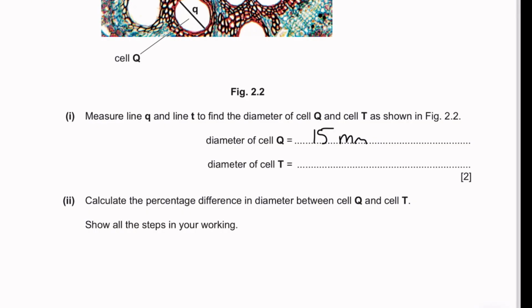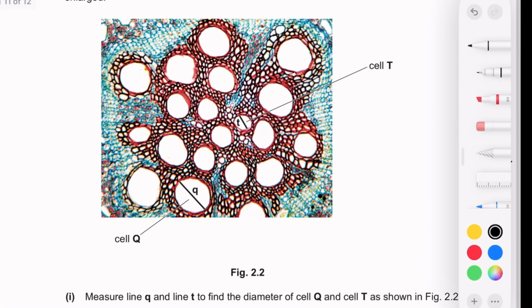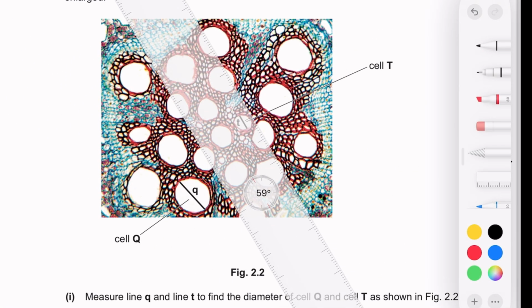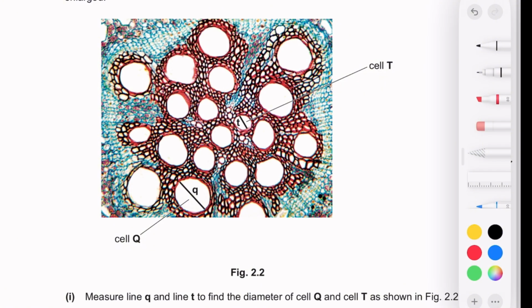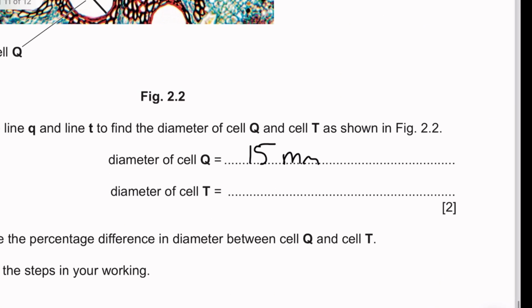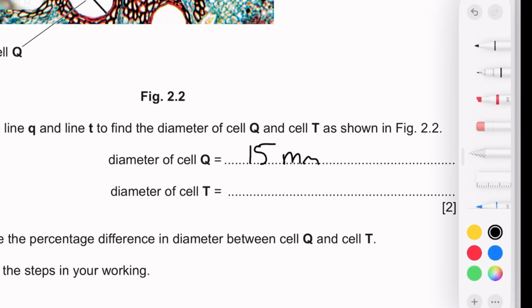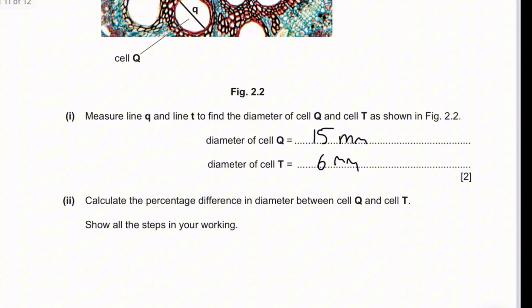Diameter of cell T. Okay, so let's measure the diameter of cell T. Again, my answer will be different to yours. So let's see here. It's approximately 0.6 centimeters, which is 6 millimeters. Okay, now 6 millimeters. He's saying here, calculate the percentage difference in diameter between cell T and cell Q and show all the steps.